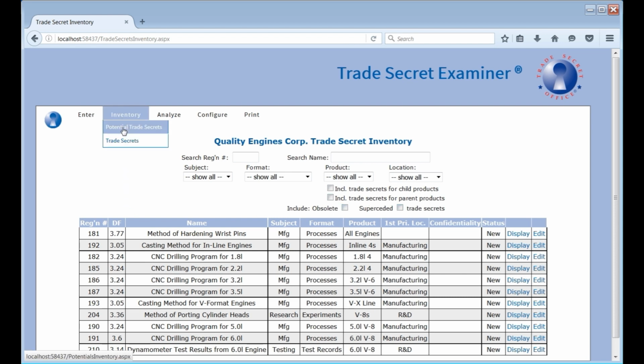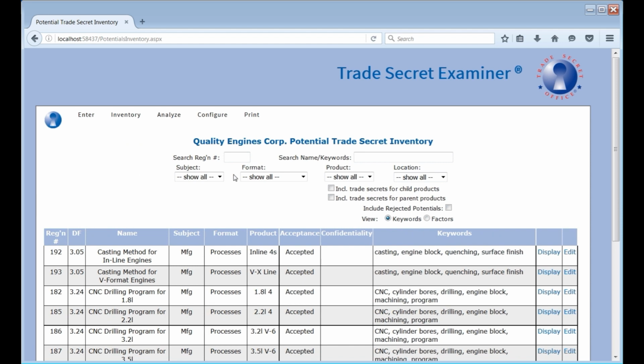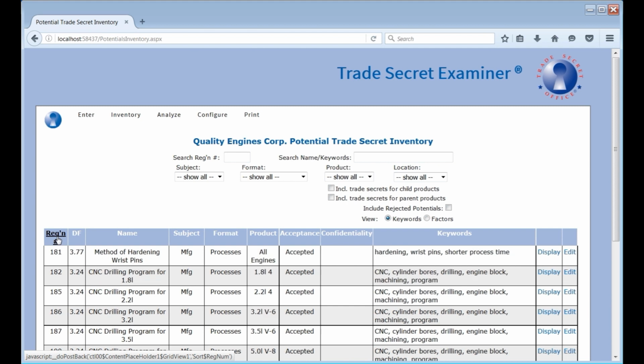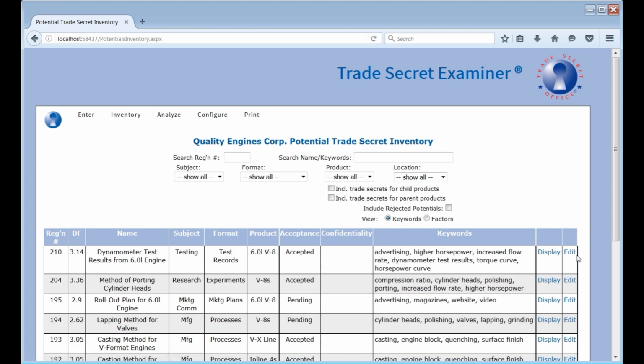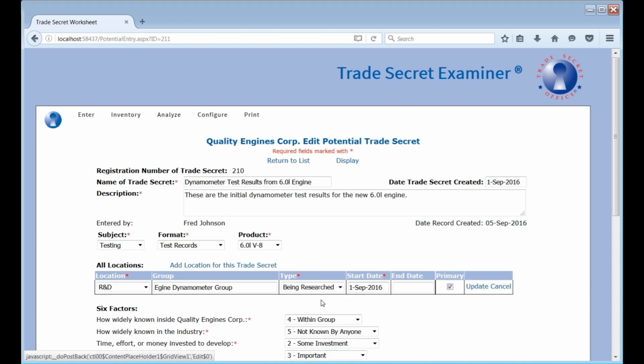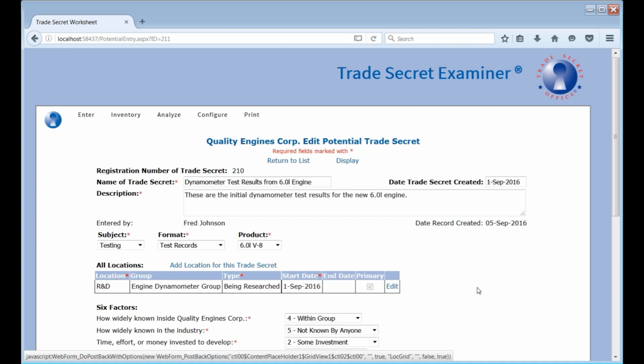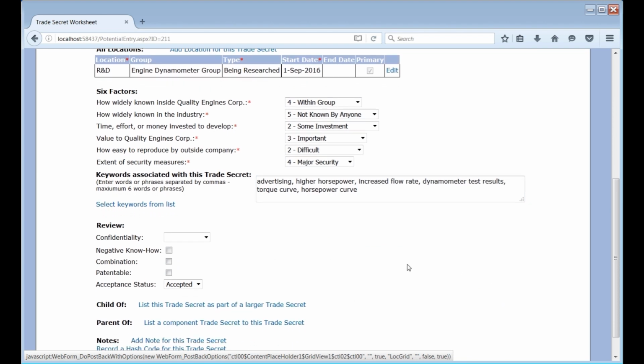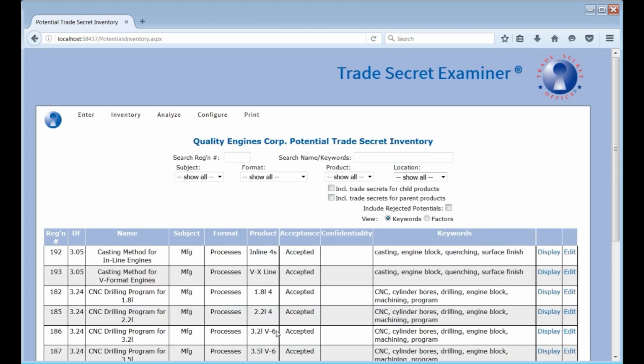Let's go back to that potential for a moment. Let's say that I just remembered when I looked at that, engine is misspelled here. So I'm going to go ahead and edit that. I'm going to fix that spelling. And so now I'm going to update that. And let's go ahead and update this record.